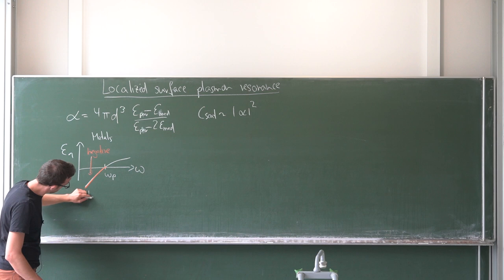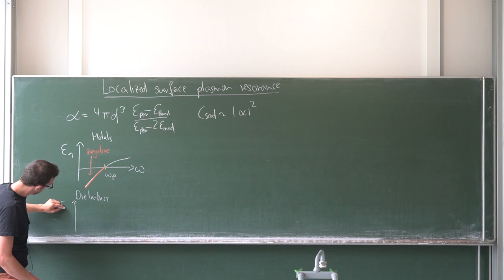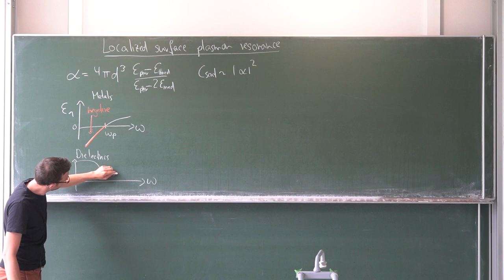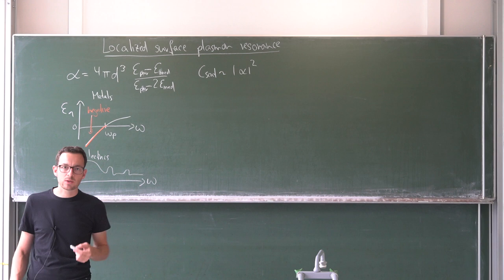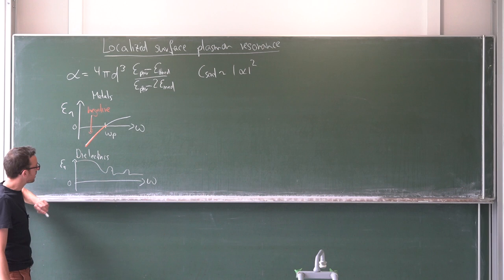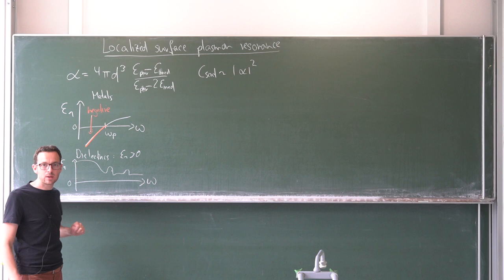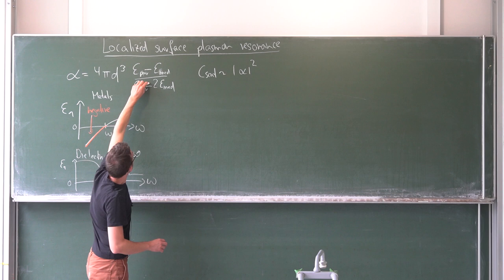While for dielectric materials, we have previously seen that epsilon 1 as a function of omega, again here 0, looks something like this. So it has small oscillations whenever we hit a resonance, like electronic transitions or vibrations and so on, but it's always larger than 0. So it cannot be negative. And now we see this fundamental difference between noble metal particles and dielectric particles. Because, hang on, there's a mistake here, this should be a plus.